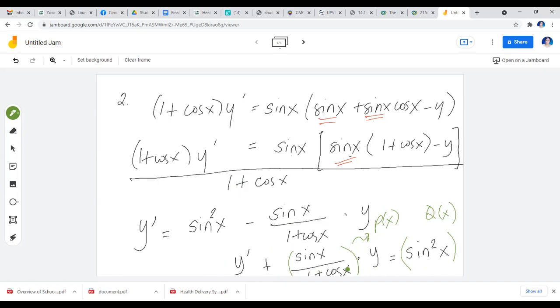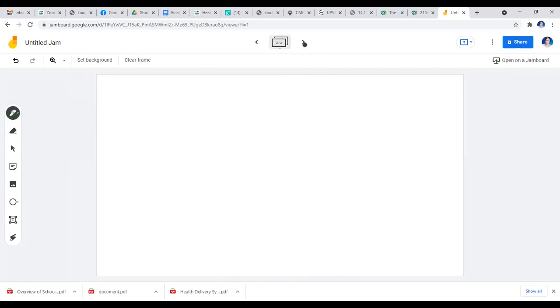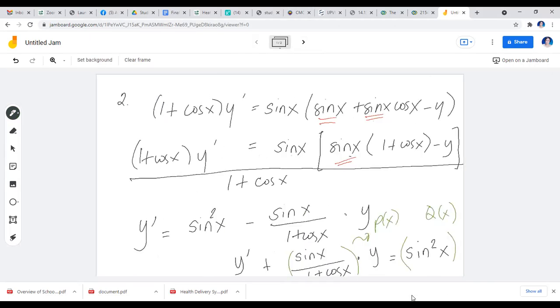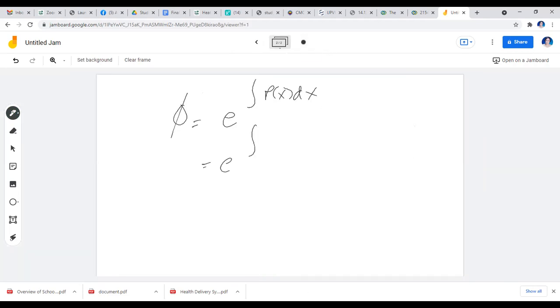So you have to make them conform to the form of a first order linear differential equation. Okay, so now that you have your DE in the linear form, the next step, of course, is to determine the integrating factor. So you go to the next page. That integrating factor is actually the phi, which is e raised to the integral of p of x dx. So you're going to pick out the p of x here. This is your p of x, this entire expression. So you have the integral of sine of x over 1 plus the cosine of x dx.